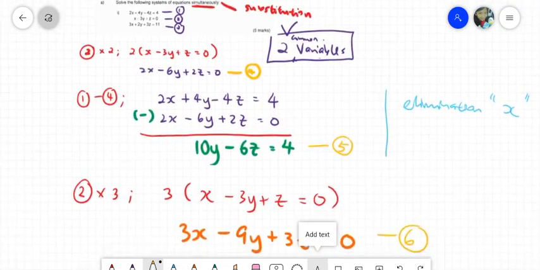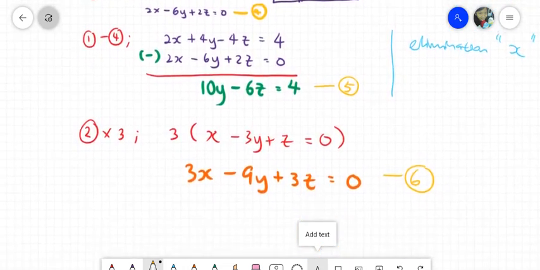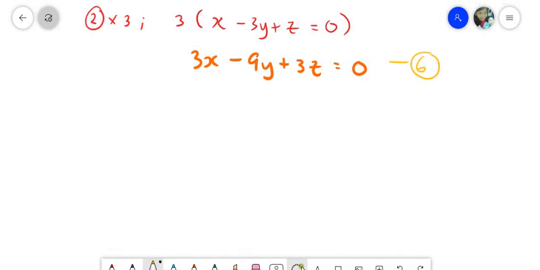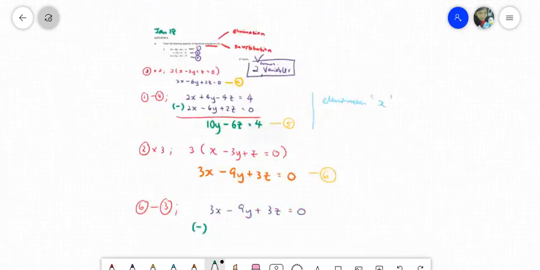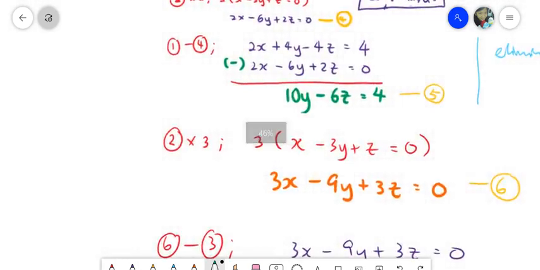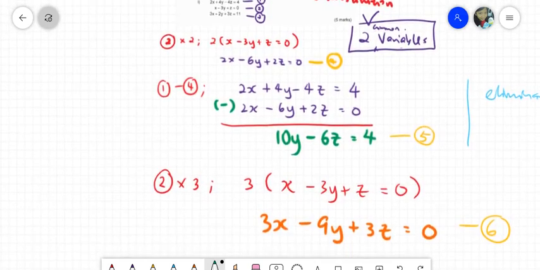So you can have 6 minus 3. Okay, so write down your progress. 6 minus 3. What's your 3 just now? Your 3 is 3x.